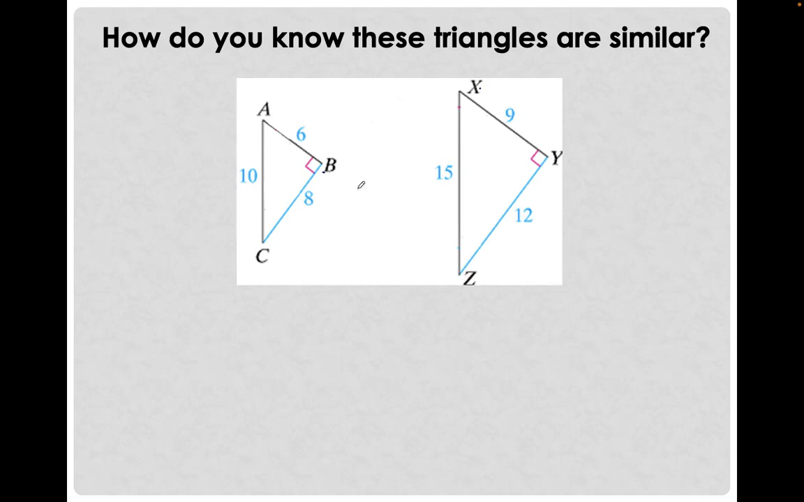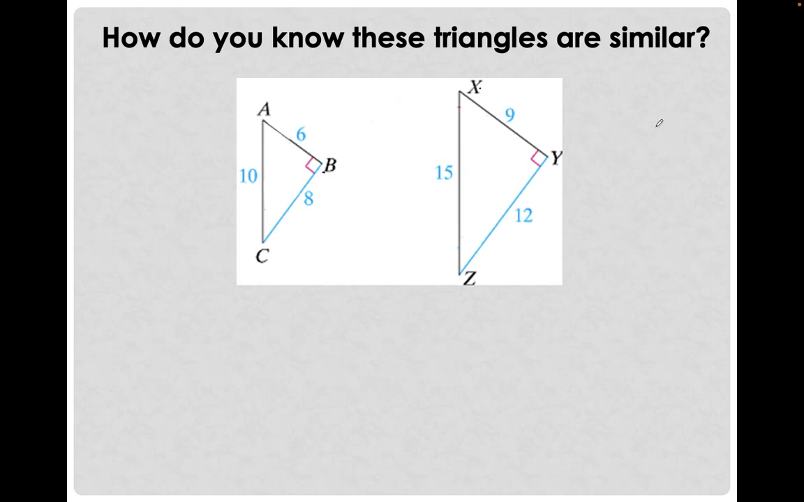C and Z. If we look at each pair of angles, we can tell that angle A and angle X look like they're the same size. B and Y, we know those are the same because they're both right angles, and C and Z also look the same. Sometimes we are given the actual angle measures, sometimes we are not. We just have to determine whether or not these angle measures look alike.